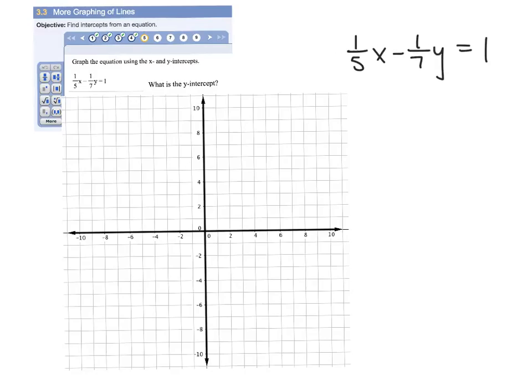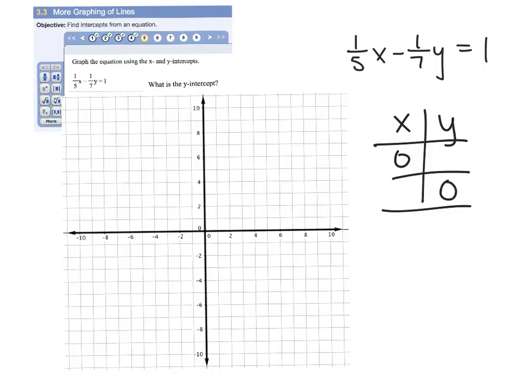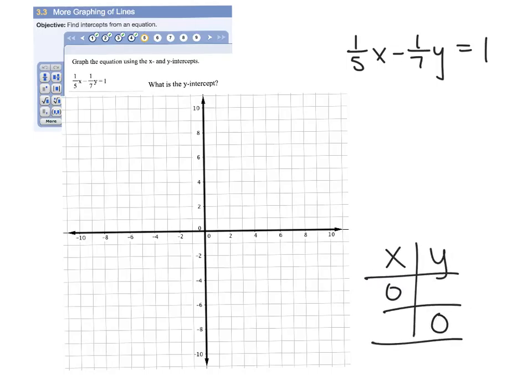And of course, when we want to find the intercepts, we make an xy table. And we know x is going to be 0. We're going to calculate y. Then y is going to be 0, and we're going to calculate x. And let's move that out of the way so that we can do our math up here.